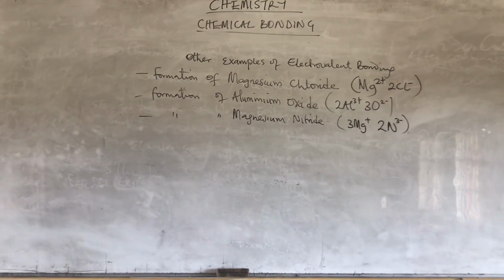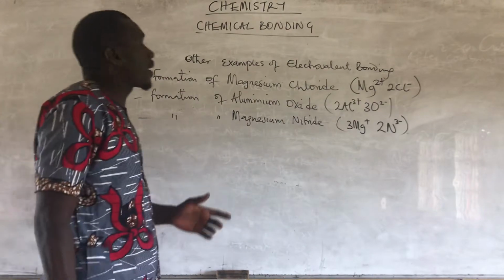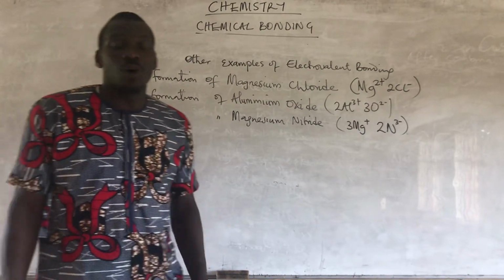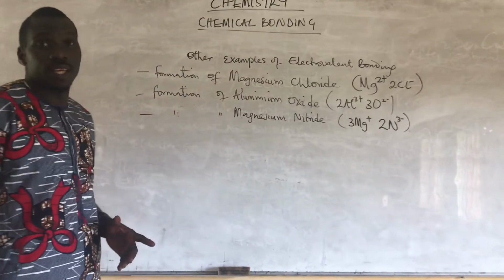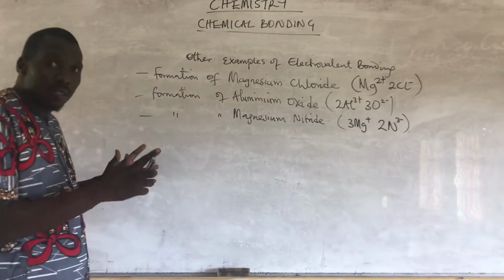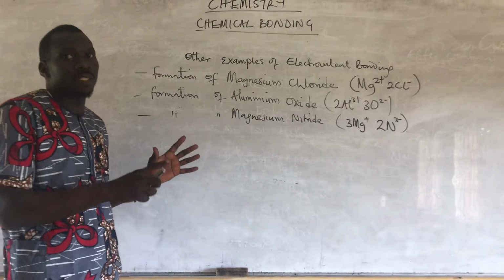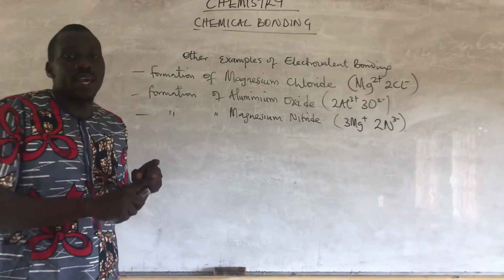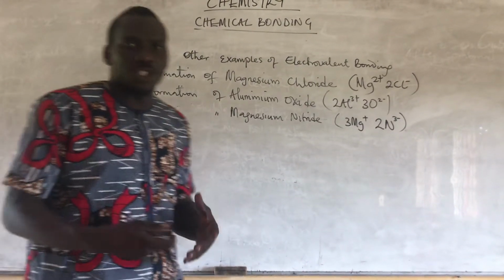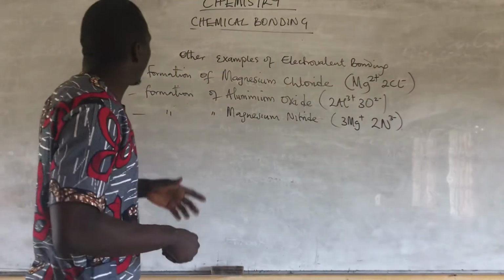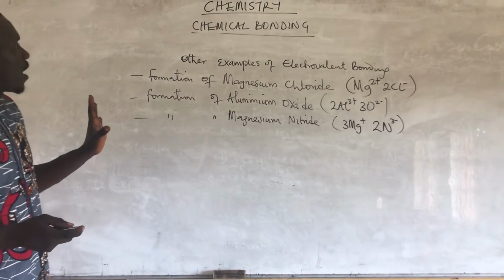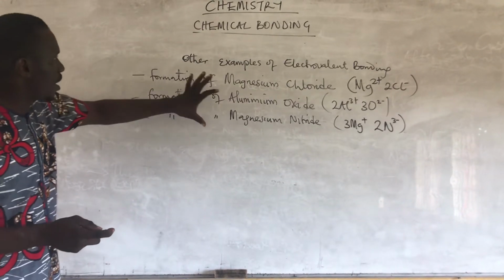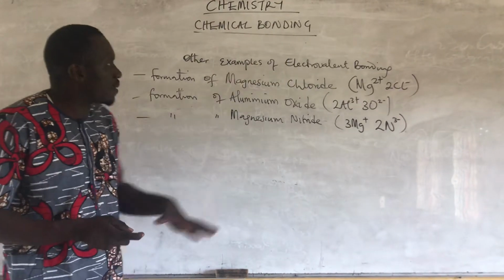In the last class, we discussed chemical bonding and we emphasized electrovalent bonding. We discussed precisely how electron is being transferred from a metal to a non-metal. In this edition, 002 of chemical bonding, we are going to be talking about the other examples that we can see in the formation of electrovalent bonding.